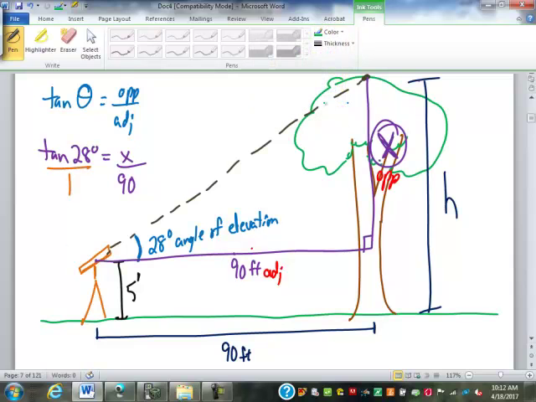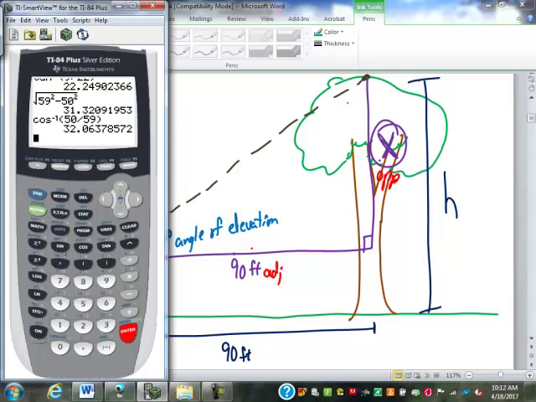Since I am looking for a side, I know the angle, so I make it into a proportion. That's why I put it over 1 here, so it's a proportion. And I cross multiply and divide. So tangent of 28 times 90 divided by 1. So tangent of 28, make sure I close my parentheses, times 90. I don't need to do the divided by 1. 47.85 feet.